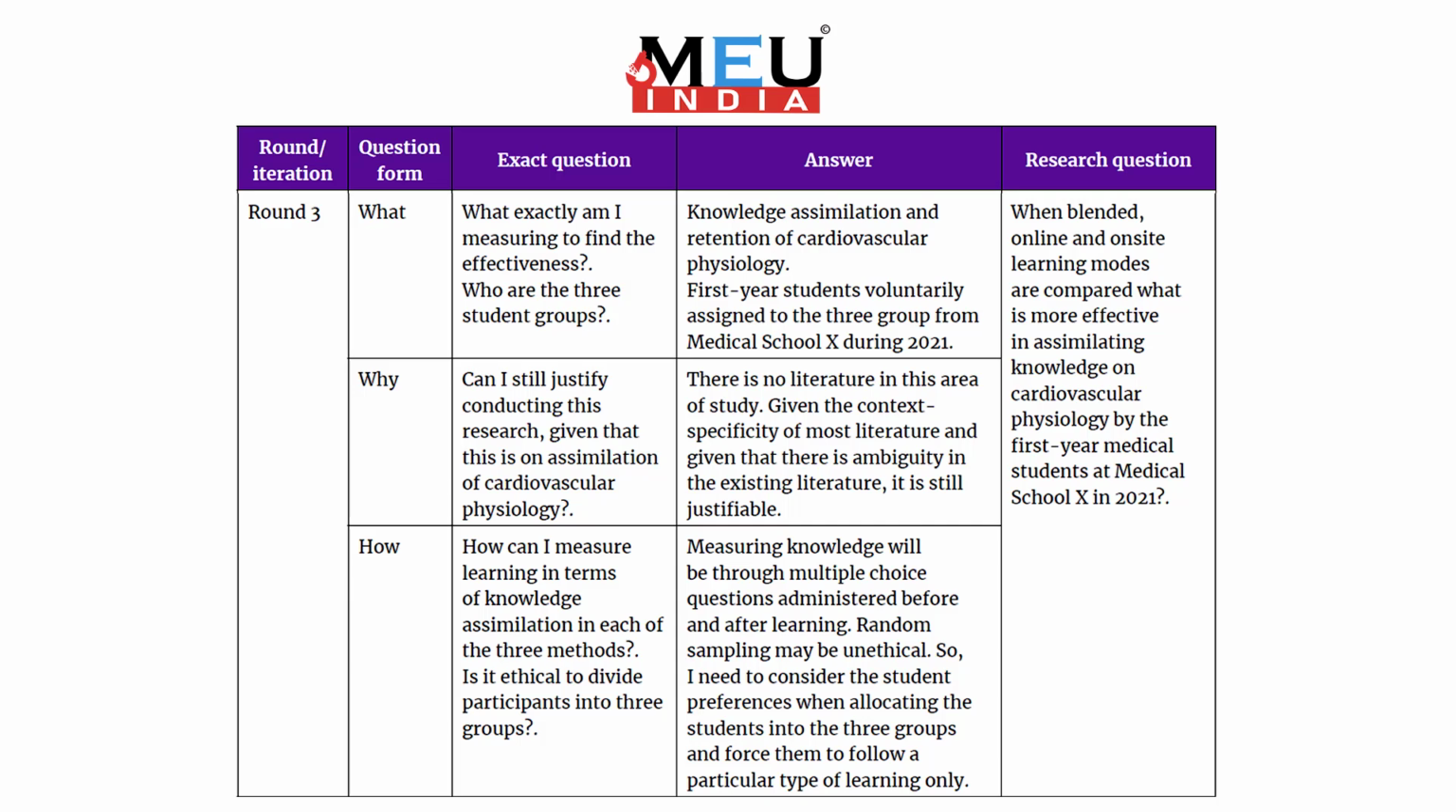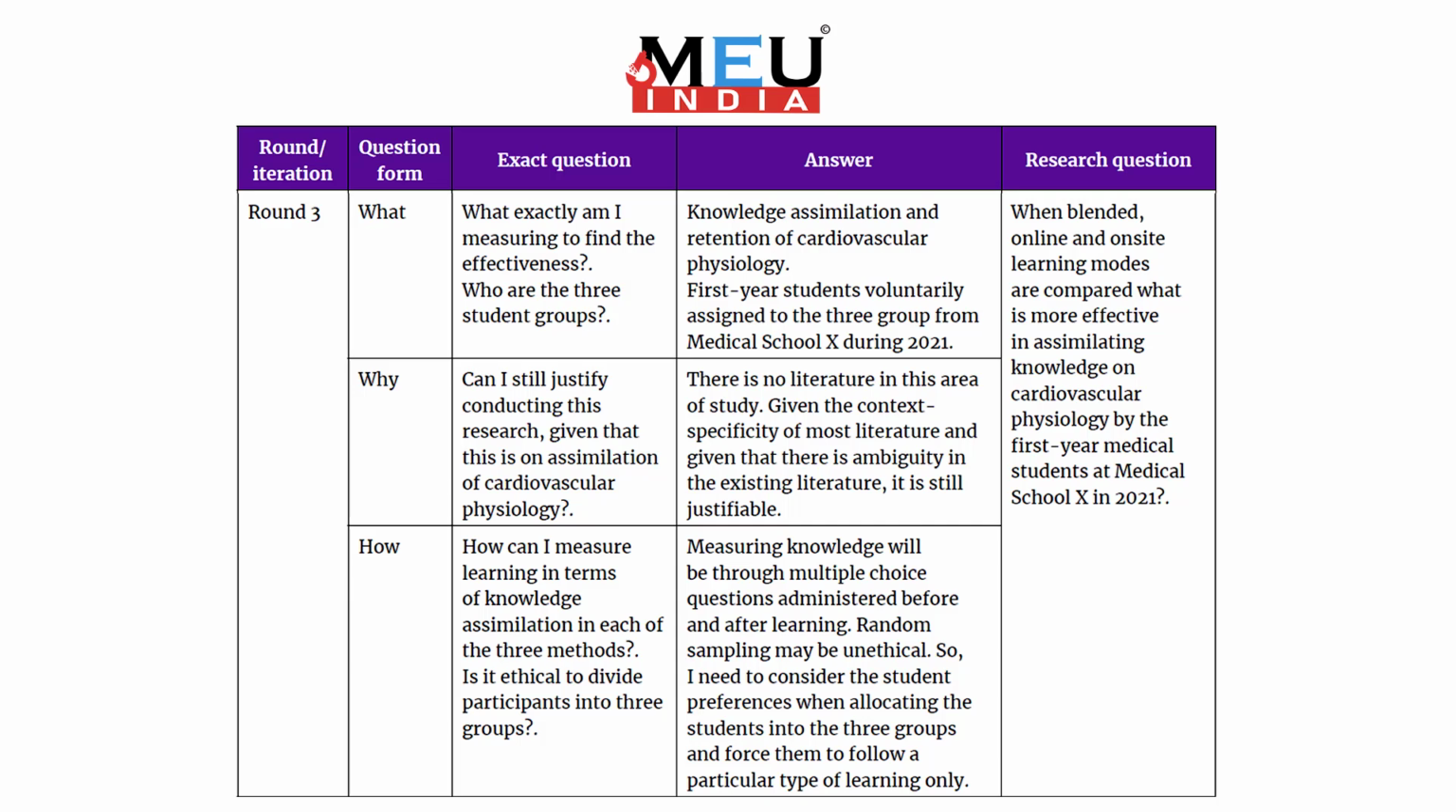Why can I still justify conducting this research given that this is on assimilation of cardiovascular physiology? There is no literature in this area of study. Given the context specificity of most literature, and given that there is ambiguity in the existing literature, it is still justifiable. How can I measure learning in terms of knowledge assimilation in each of the three methods? Is it ethical to divide participants into three groups? Measuring knowledge will be through multiple choice questions administered before and after learning.